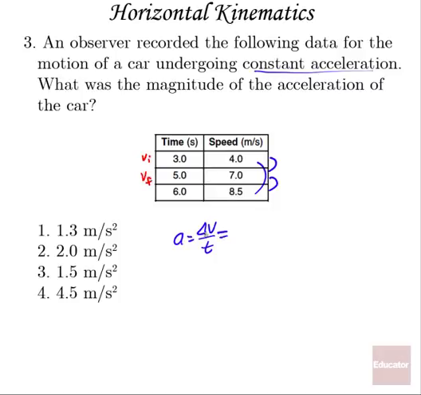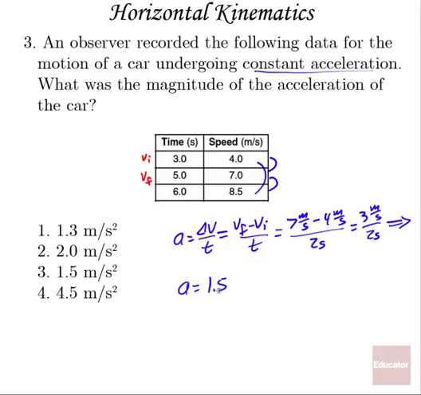So acceleration is change in velocity over time. Delta anything is the final value minus the initial value, divided by the time. Our final value of speed was 7 meters per second. Our initial is 4. And the time it took to do that, from 3 to 5 seconds, is going to be 2 seconds. So I end up with 3 meters per second over 2 seconds, which is, of course, 1.5 meters per second squared. Answer 3.